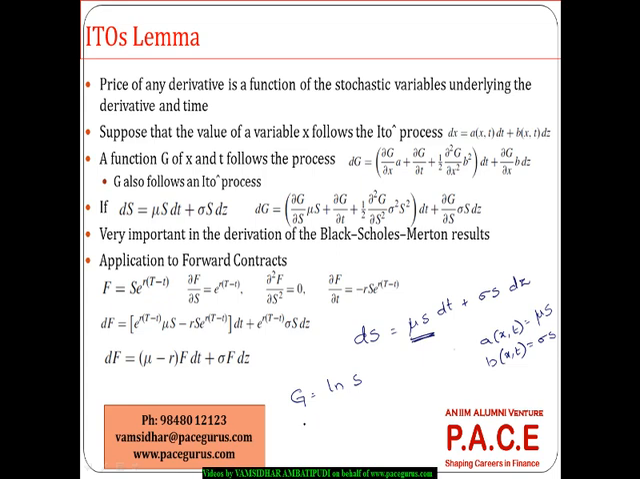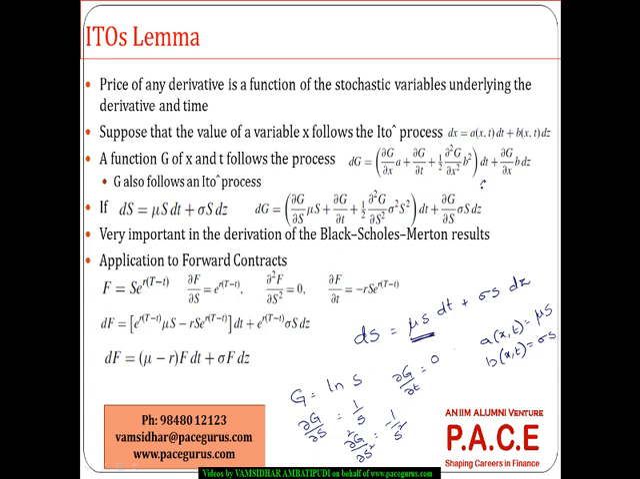If I am taking G as log s, now find out dou g by dou s, which is 1 by s. Dou squared g by dou s squared is minus 1 by s squared. And dou g by dou t, here we don't have any t, so I'll take it as 0. So now I substitute this back.